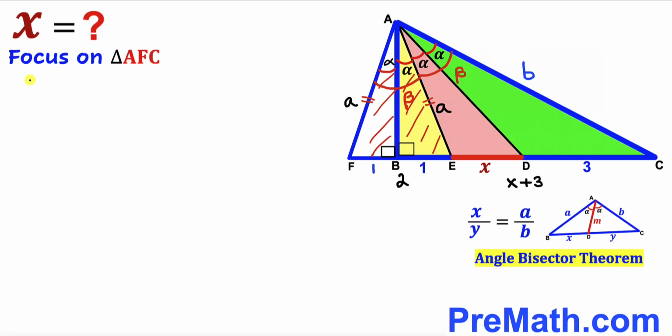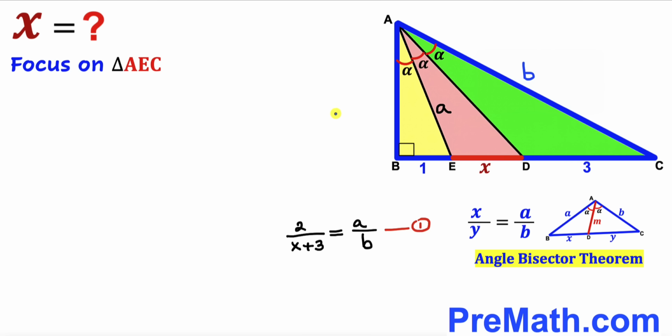So therefore we could write 2 divided by x plus 3 is going to be equal to A divided by B. And I'm going to label this one as our equation number 1. And here's our next step.